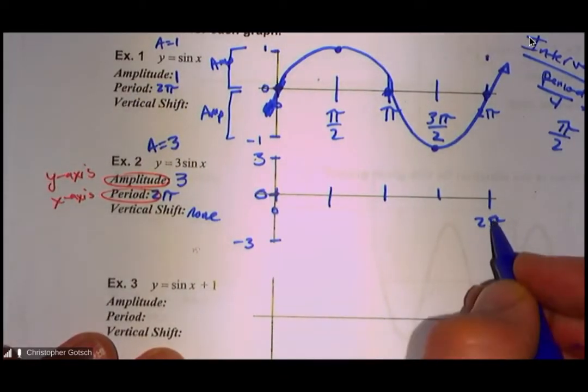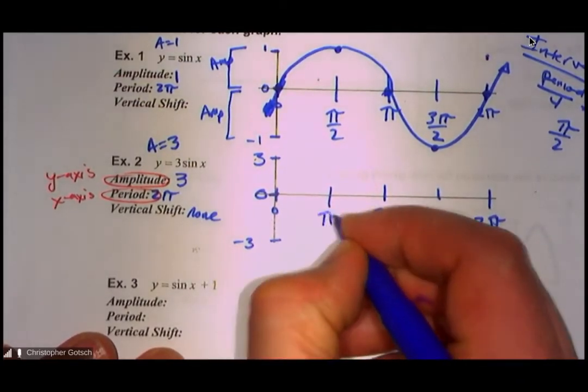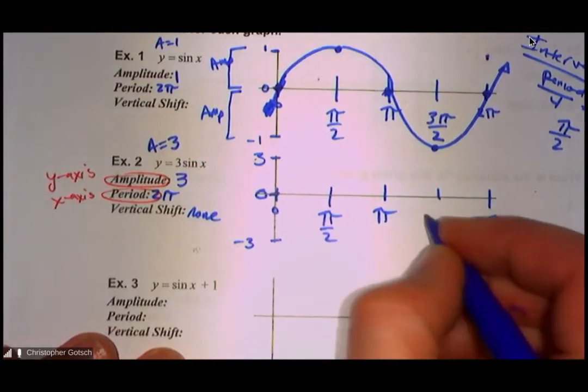So if I take 2 pi and cut it in half, now I'm at pi. If I cut that in half, now I'm at pi over 2. And now that last one is 3 pi over 2.